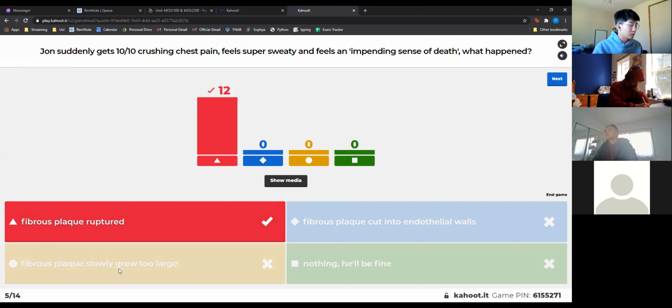He probably would have felt pretty short of breath when walking for long places. He might have gotten some calf pain. Probably wasn't in the greatest of shape. So yeah. Also, I think impending sense of death is pretty, sometimes they use it as a buzzword, I think. Yeah, that's always no fun. And it's a crushing chest pain.